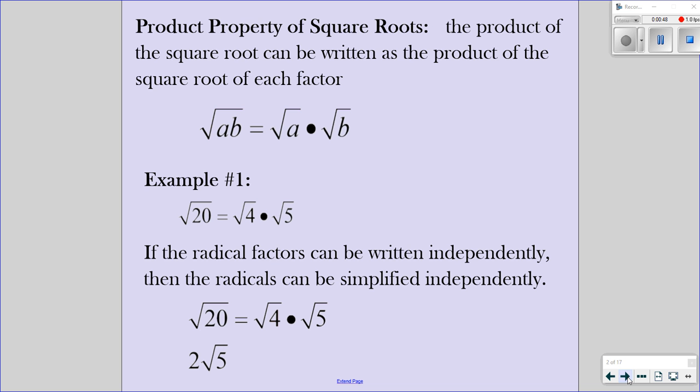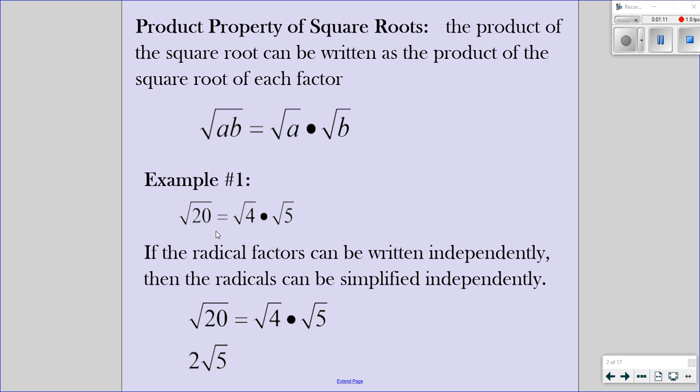So when it comes to square roots, we have the product property of square roots. The product property of square roots is basically that the square root of a product can be written as a product of the square root of each factor. So if you had something that's a times b underneath the radical, it can be split up into two, and it would be written as square root of a times square root of b.